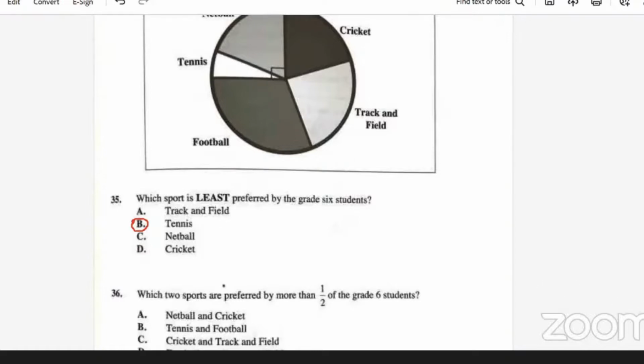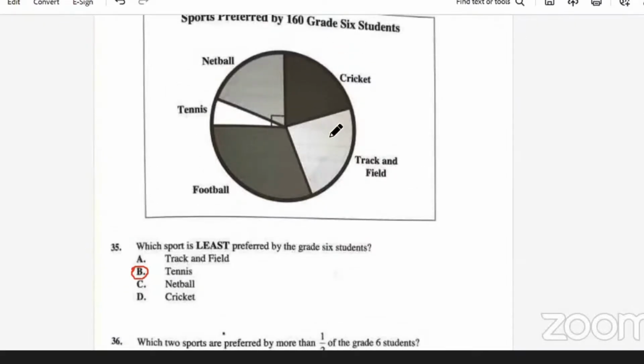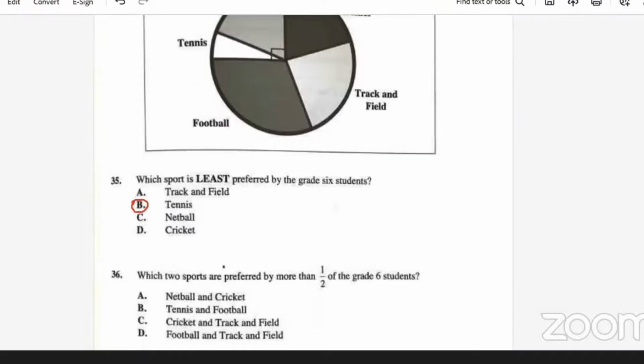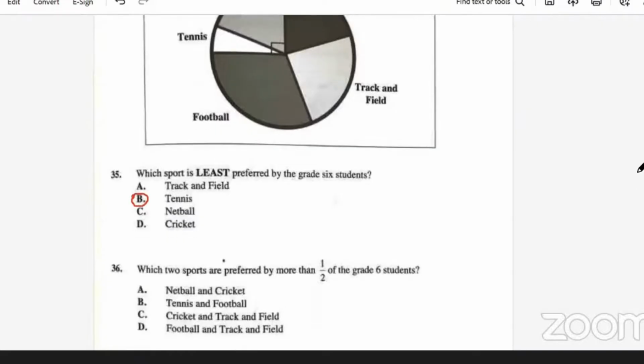No. Let's look at cricket and track and field. So if I should combine these two, that's still not half. Okay, so let's look at the final option, football and track and field. So if we should combine the football and the track and field, then it's definitely more than half. So which two sports are preferred by more than half? It would be those two combined. So the answer is D.